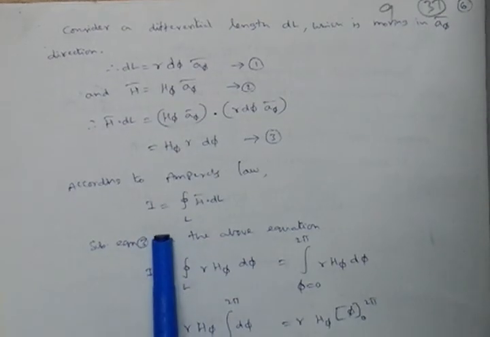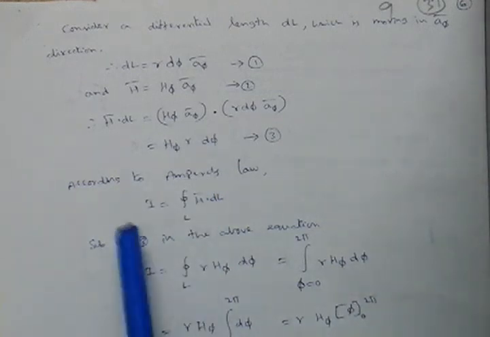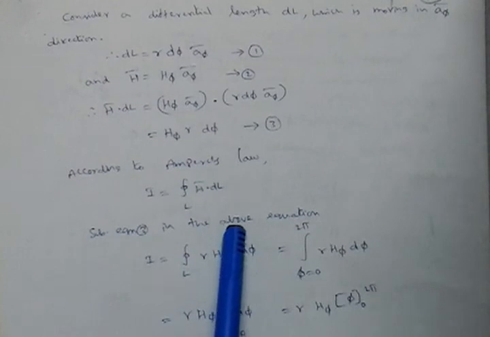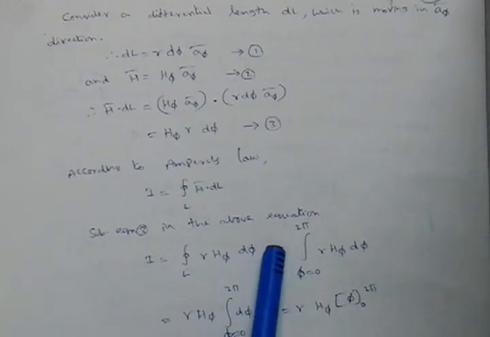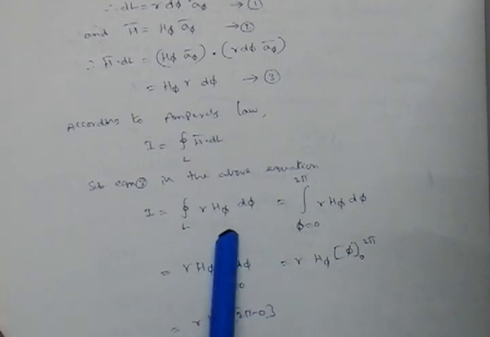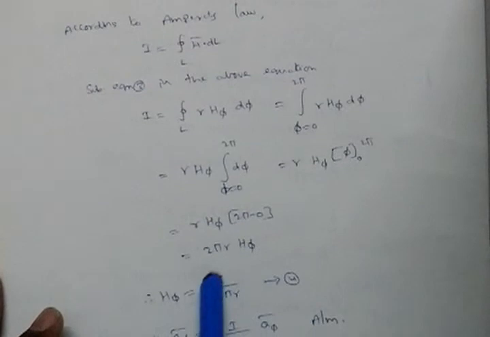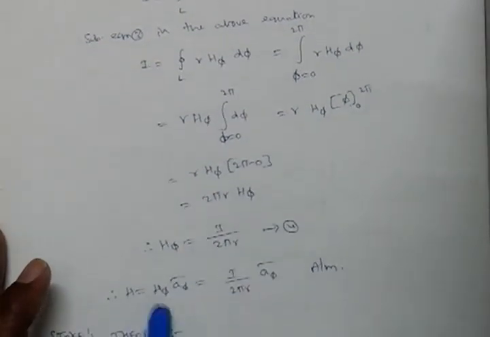According to Ampere's law, because in this case we need to use Ampere's law, since the question itself is an application of Ampere circuit law. We need to use the Ampere circuit law formula only to calculate the magnetic field intensity at the point P. According to Ampere circuit law, I is equal to the line integral of H bar dot dl. Now substitute H bar dot dl, then H phi r d phi, with limits from 0 to 2 pi only. Finally we get I is equal to 2 pi r H phi. H phi is equal to I divided by 2 pi r. But H bar is equal to H phi into a phi bar, so multiply this term with a phi bar.